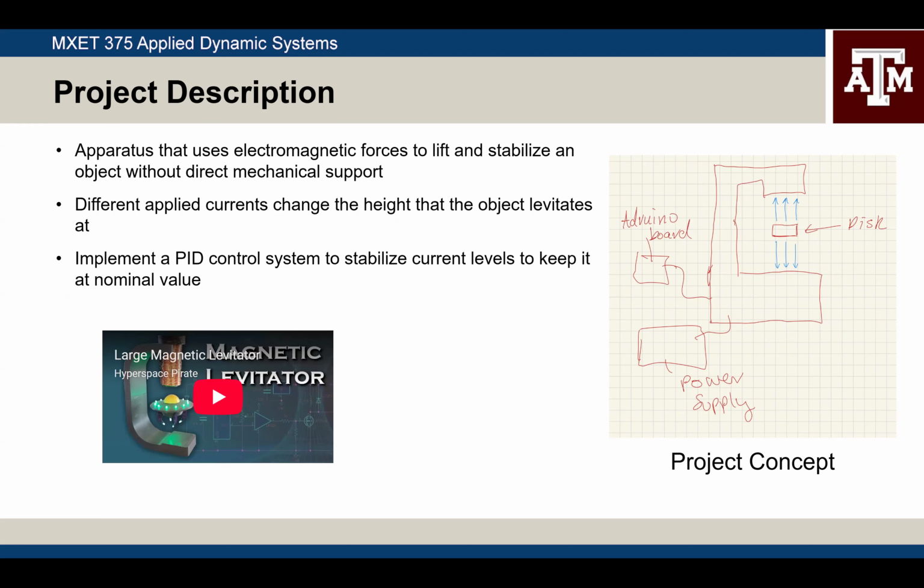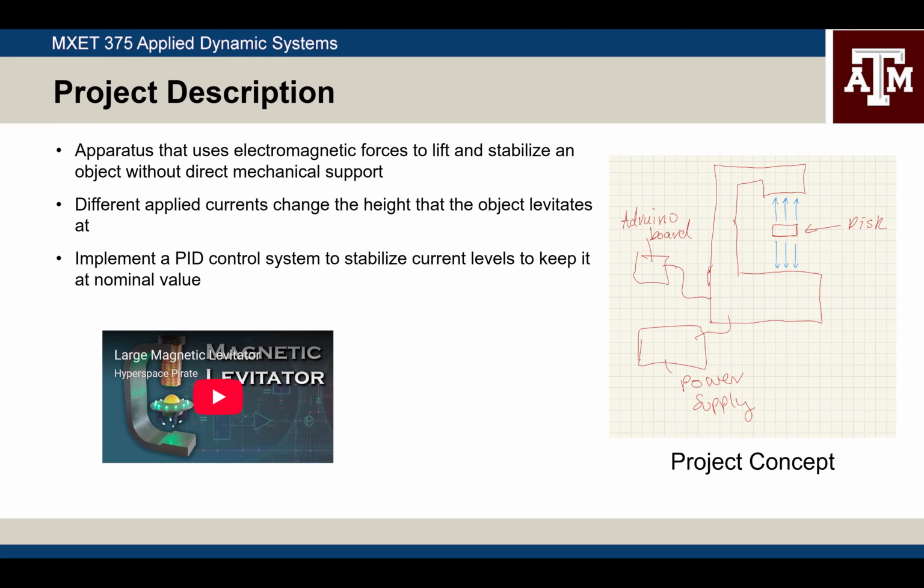This idea is rooted in the physics of electromagnetism and dynamics. When a current flows through a coil, it generates a magnetic field. If you place a magnet or a metal object near the coil, the field can attract or repel it. What we're doing is balancing two forces, gravity pulling down the object and magnetic force pulling it up.